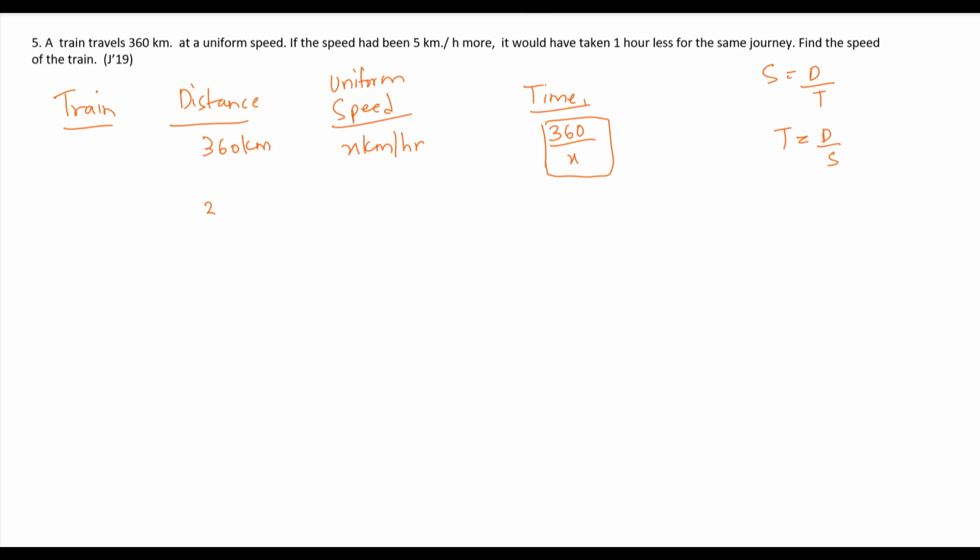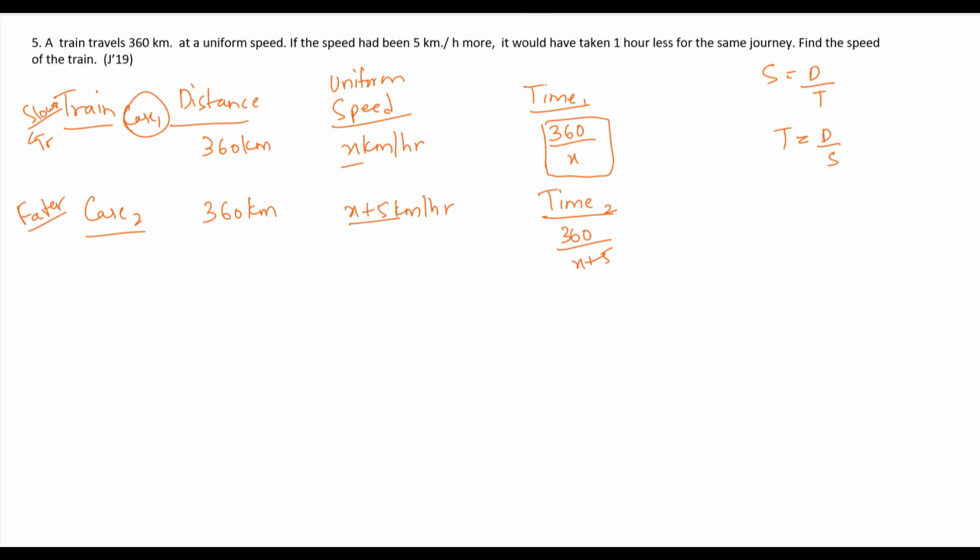In the second case, it has to travel 360 kilometer. Yes, but the speed is increased here. The speed is 5 kilometer per hour more. So you say whatever the normal speed was, that was x kilometer per hour. Now it is x plus 5 kilometer per hour. So time 2 will be 360 by x plus 5. Now we understand that in this case, this is case 2 and this is our case 1. In case 2, the train is traveling faster and this is a slower train. The first case is a slower train.